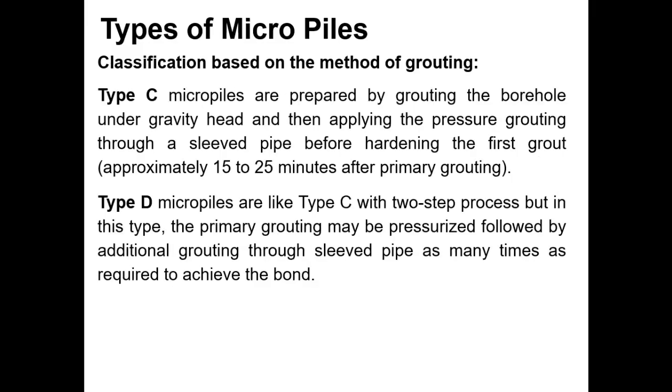Type C micropiles are prepared by grouting the borehole under gravity head and then applying the pressure grouting through a sleeved pipe before hardening of the first grout, approximately 15 to 25 minutes after primary grouting. Type D micropiles are like type C with a two-step process, but in this type, the primary grouting may be pressurized, followed by additional grouting through the sleeved pipe as many times as required to achieve the bond.